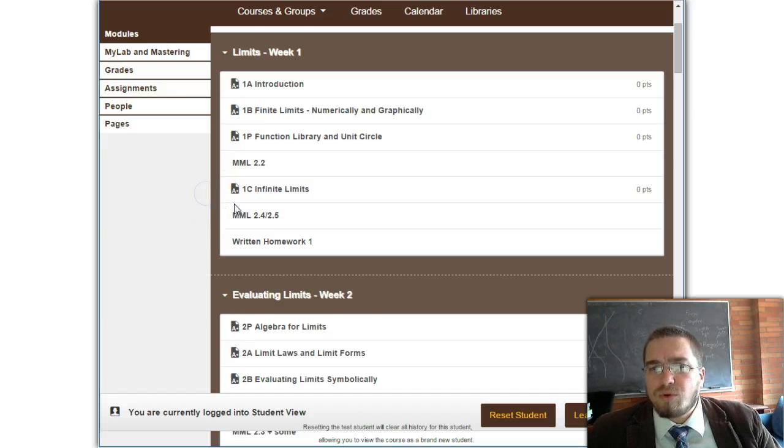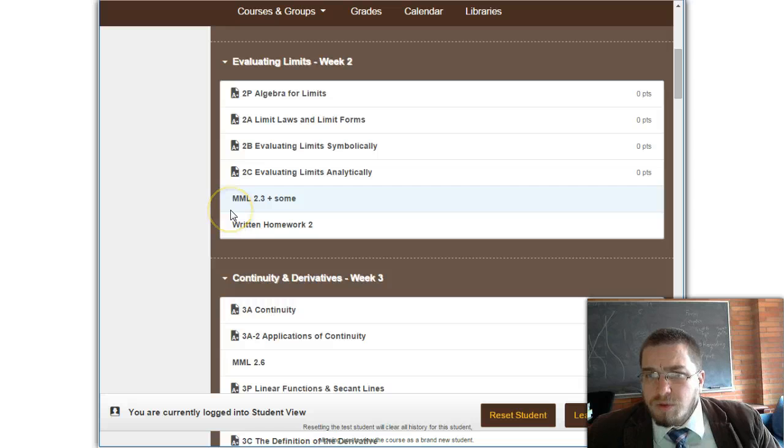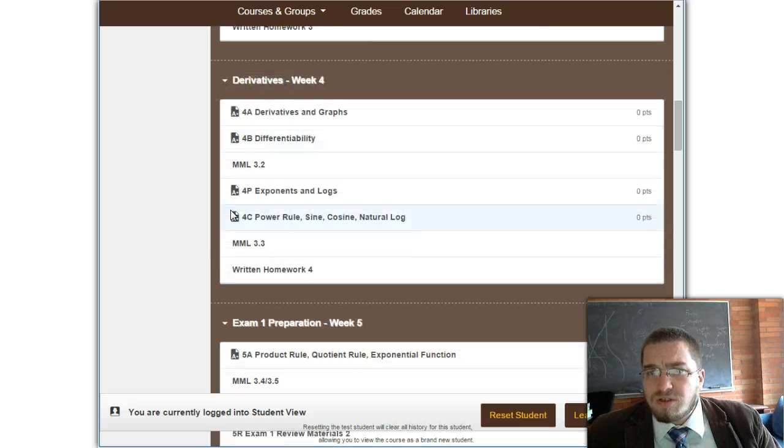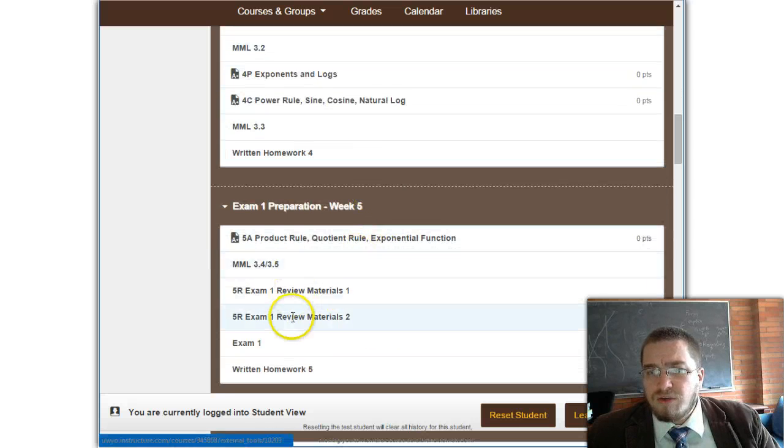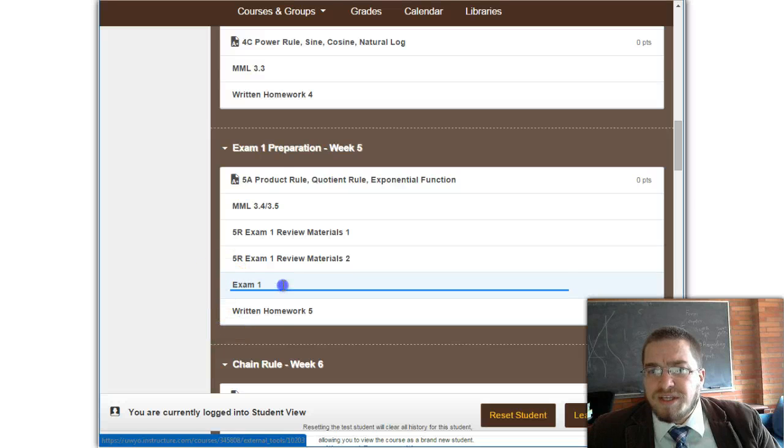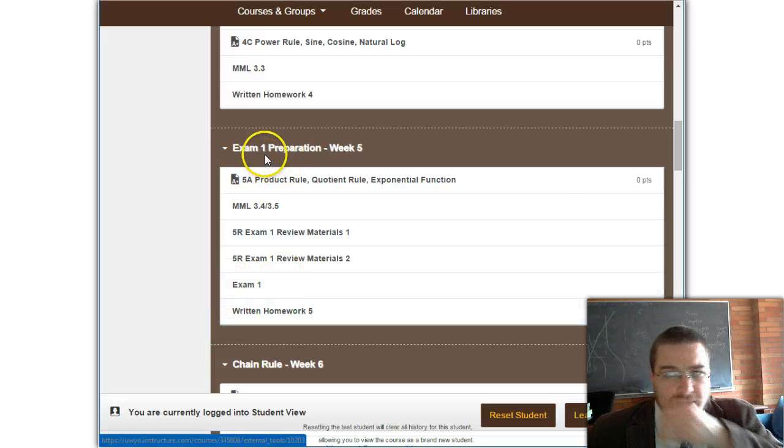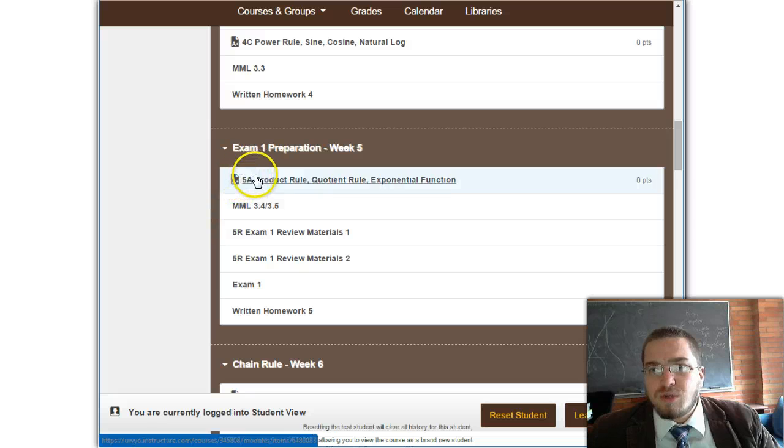One other thing that I want to point out is that every few weeks, so here in week 5 is exam 1. So the 5th lesson is basically do a little bit and then do a lot of practice in order to prepare for exam 1. So every few weeks you will be asked to do an exam.